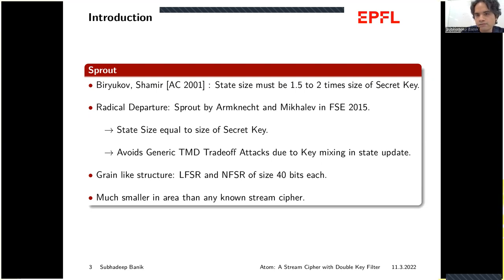This was considered to be the rule of thumb for many years until FSE 2015, during which Armknecht and Mikhalev proposed a stream cipher Sprout, whose internal state had size equal to the size of its secret key. Now, in spite of this, Sprout did not succumb to generic TMD trade-off attacks like the ones described by Biryukov and Shamir. And at the same time, it occupied much less area in hardware when compared to other stream ciphers that offered the same security levels.